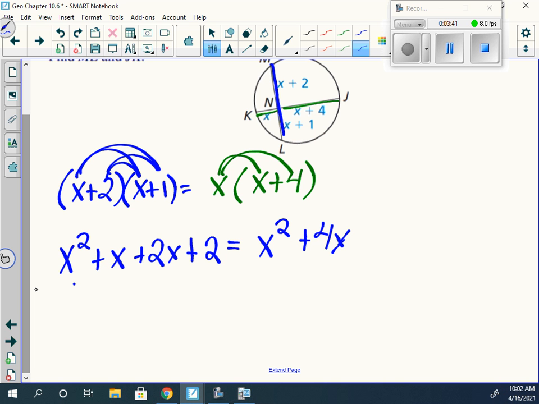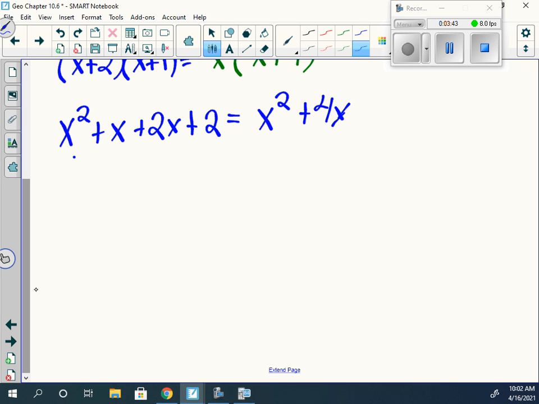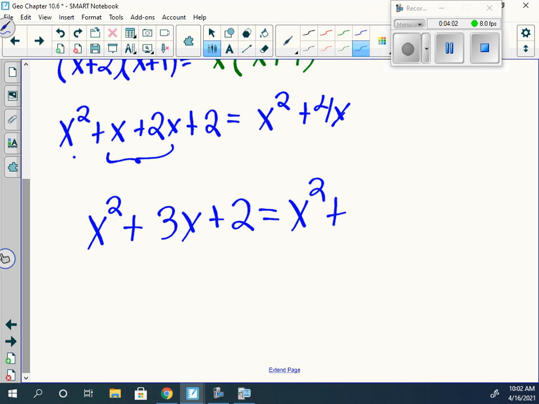Now what we can do at this point is combine like terms. Anything that are like terms, we can put them together. So here, our x and 2x are the only like terms on either side, so we can combine those. We'd have x squared plus, well, x plus 2x gives us 3x plus 2 is equal to x squared plus 4x.